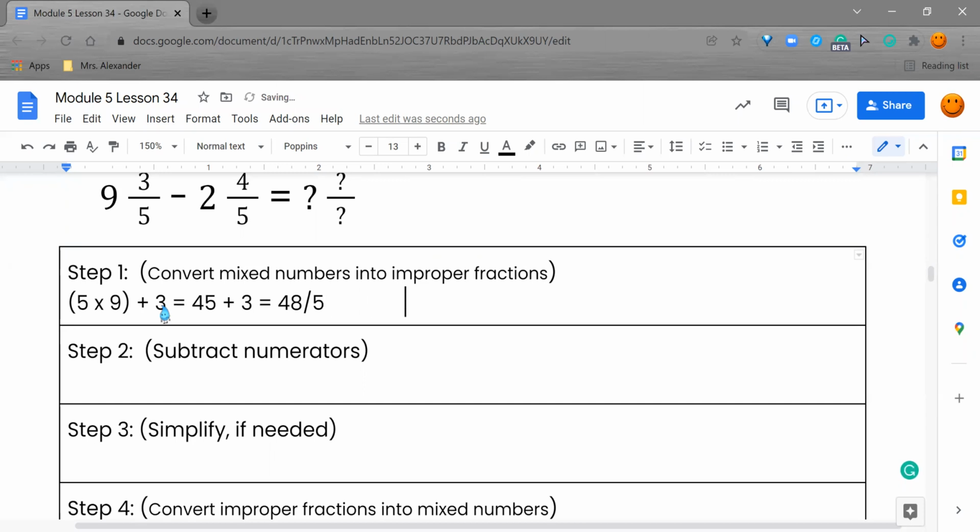And now I'll do the next mixed number. So this one is 5 times 2 plus 4 equals. So 5 times 2 is 10, and I add 4, which equals 14. Sorry, I add 4. I don't add 14. My answer is 14. And I put the 14 over my denominator.